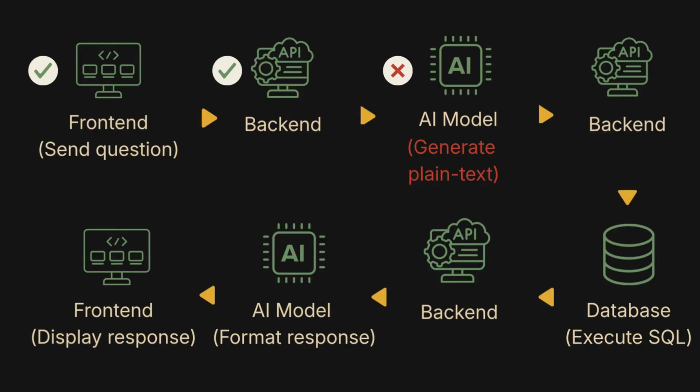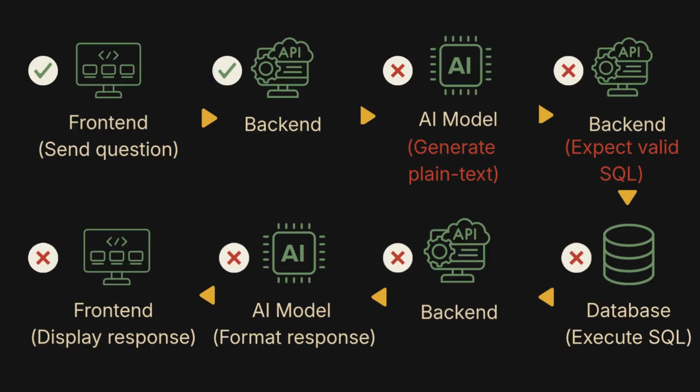And this exposed a problem in my backend. My backend was assuming that the AI would always return a valid SQL query. But if the AI returned plain text instead, the backend would try to process that response as a SQL. And eventually the request would fail. And because I didn't handle that case properly, the error propagated all the way to the front end as a blank response. So again, the logging helped me trace the problem backwards.